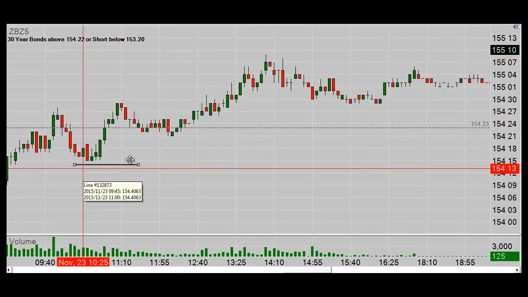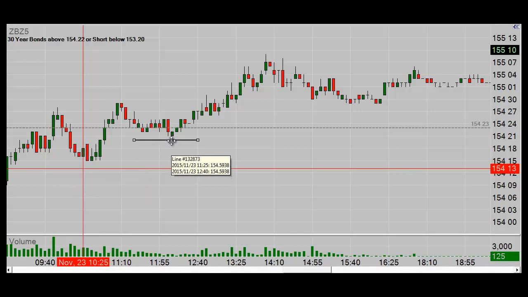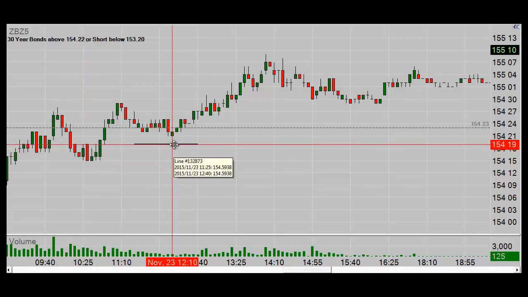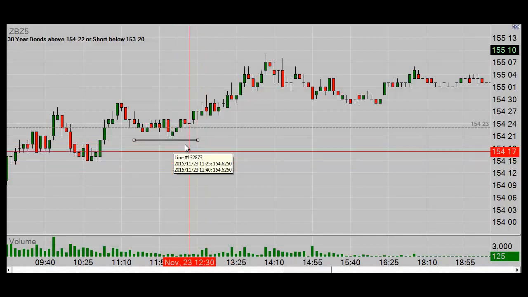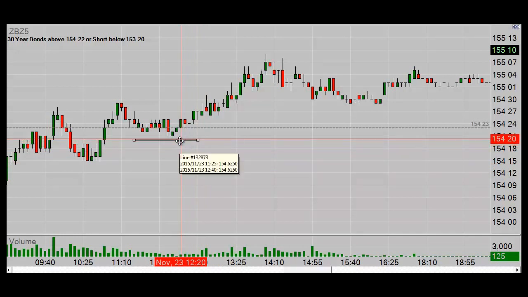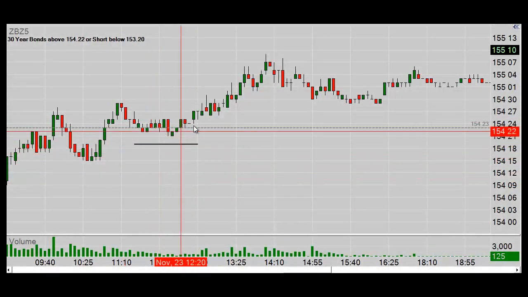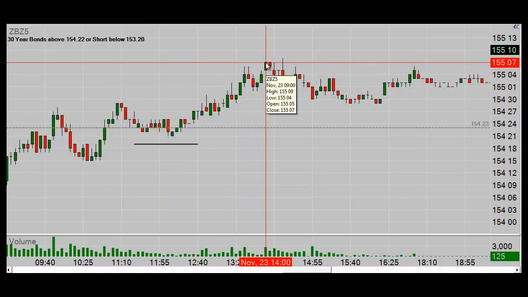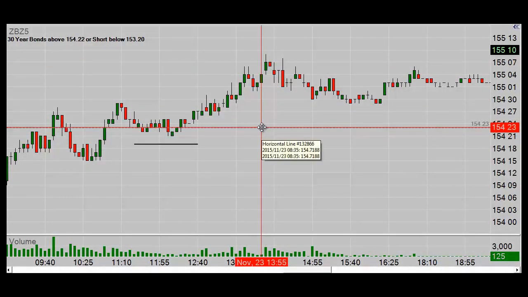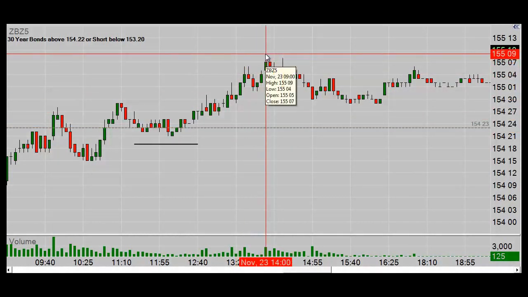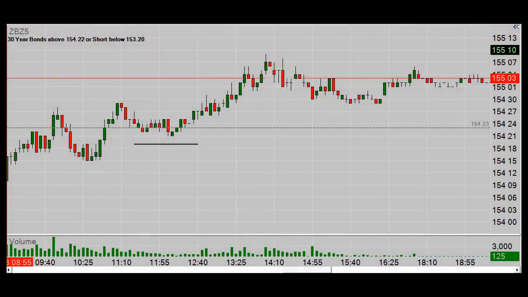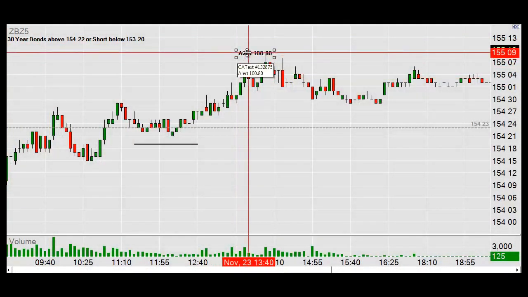Now we're going to get this stop just a couple ticks beneath this swing low. Whatever you're comfortable with. You want to give it 2 ticks, 3 ticks. Because if price comes back below this, the trade's done. Now at this swing high here, 155.09. We started out at 23 and we went to 32. So that would be 23 to 32, that would be 9 ticks. And we're at 155.09, so that's 18 ticks right there.